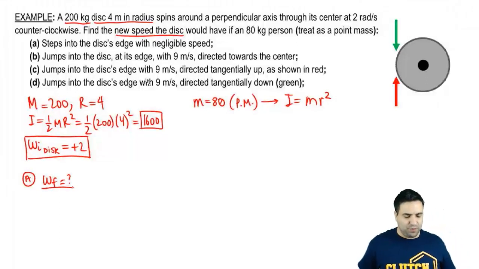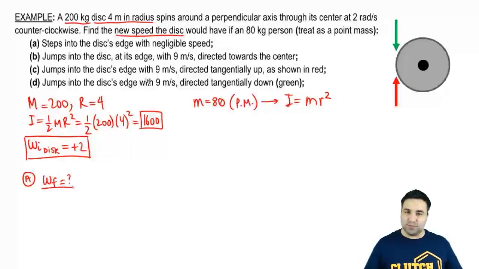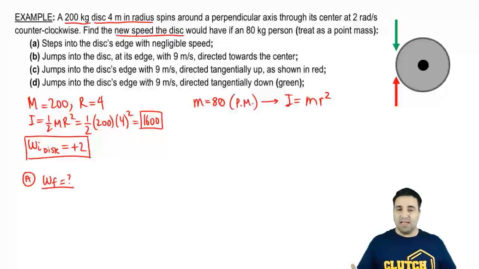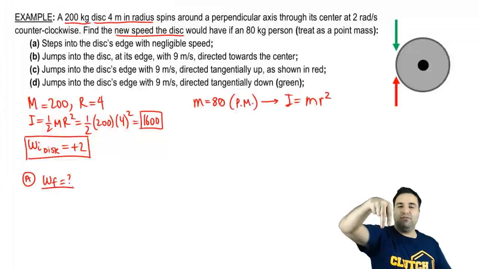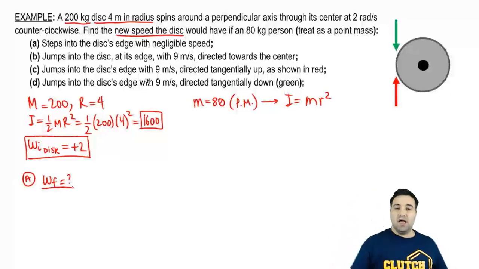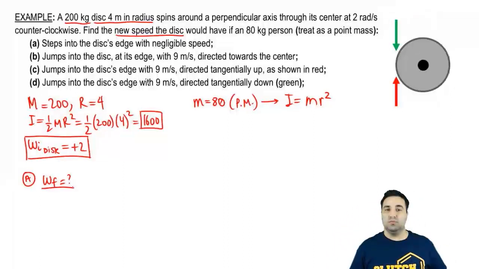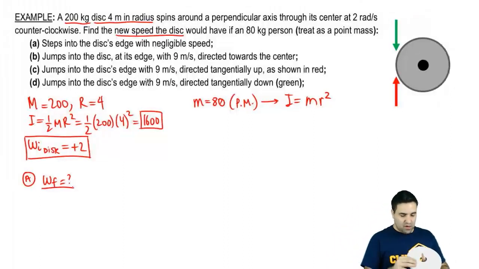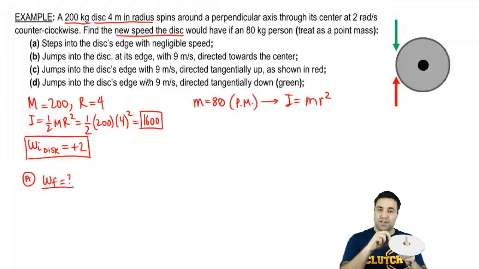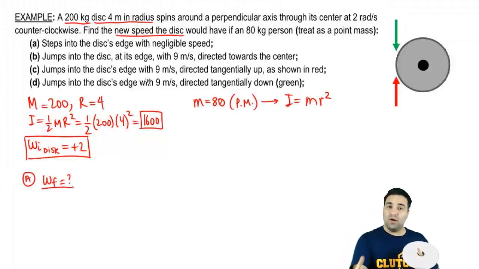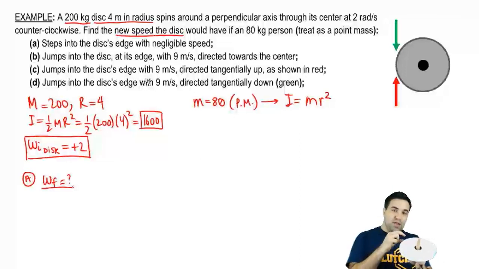So in the first situation, the person steps into the disk with negligible speed. Negligible speed is 0. It's the same thing as if the disk's spinning and you land on top of the disk. You don't have a horizontal velocity. You're not doing anything that would cause the disk to move faster or slower. So before we start, I want to talk about that a little bit. Let's say the disk is here, and if you simply enter the disk, you're not adding velocity to the disk in any particular direction. The disk will become slower because there's more mass now, but you're not contributing to velocity.